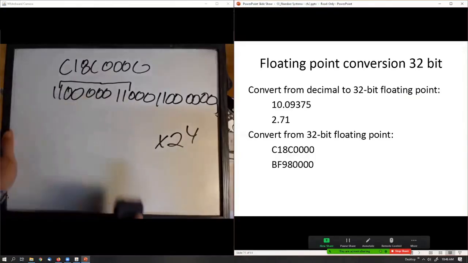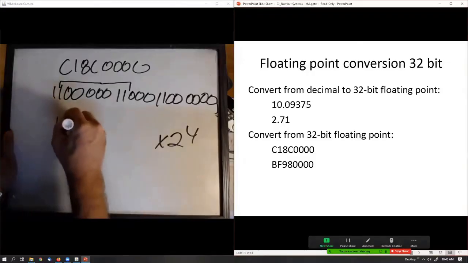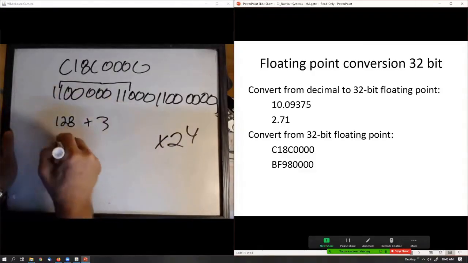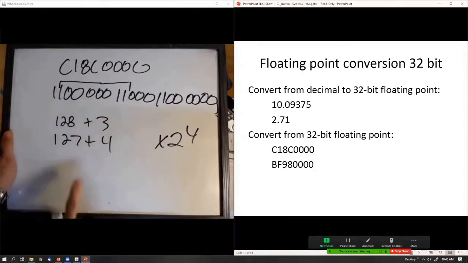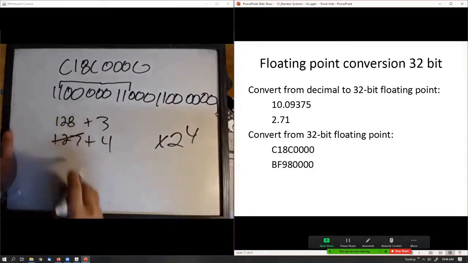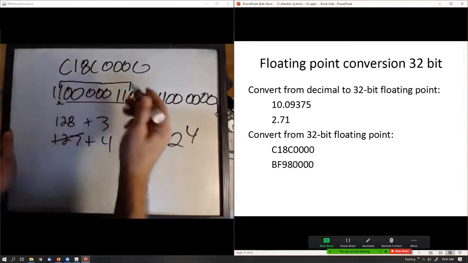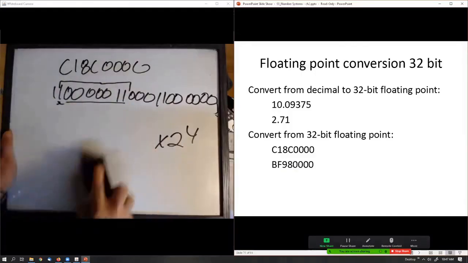Another way of thinking of this is 128 plus 3, which is the same as 127 plus 4. Those add up to the same thing, don't they? And then I subtract 127, so that goes away. It leaves me with the 4. Basically, if this is a 1, I can look at the rest of this, that's the number 3, and just add 1 to it. So that's the quickie way to do this.